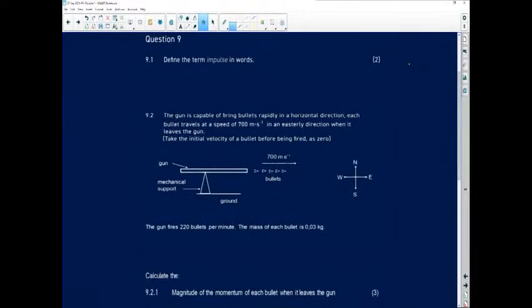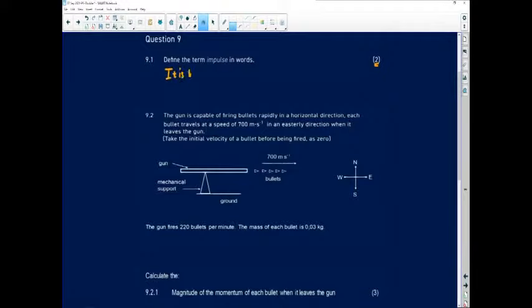So let's see. This is question number 9, and this is also about impulse, force, and momentum. So now another definition. Already, out of the questions that we did, we have 6 marks for just the definition. And now we are told we need to define the term impulse. So let's start.